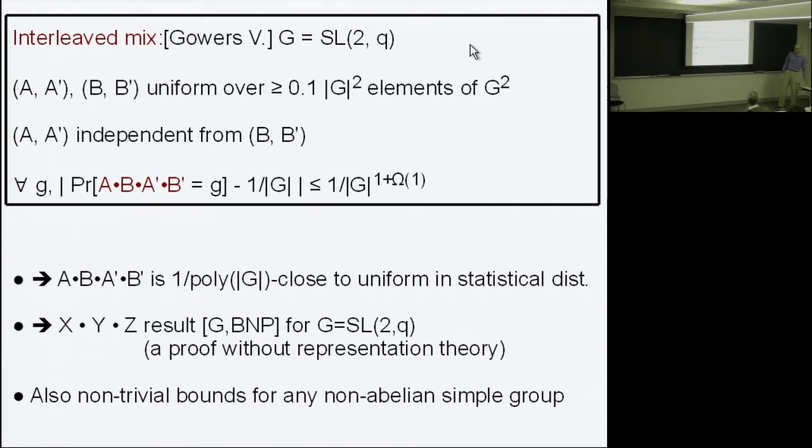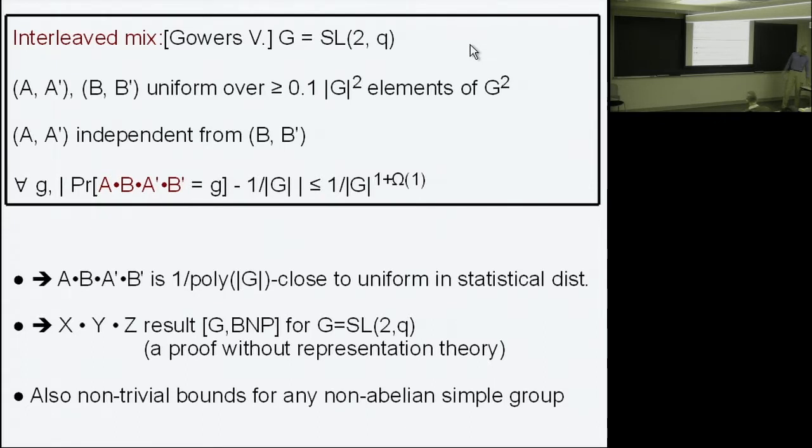Along the way, we also reproved this XYZ result, which I mentioned earlier, without even using the full power of this, in the case of this group SL2(Q), and we also get a proof that does not use hybridization theory. So if you're interested in learning about the XYZ result, you can find a proof here which may be more accessible, depending on what's your background. And I want to make one comment about what happens for other groups. We could also prove non-trivial bounds for any non-abelian simple group. And then after our work, Shalev came up with a paper that gives tighter bounds for non-abelian simple groups.